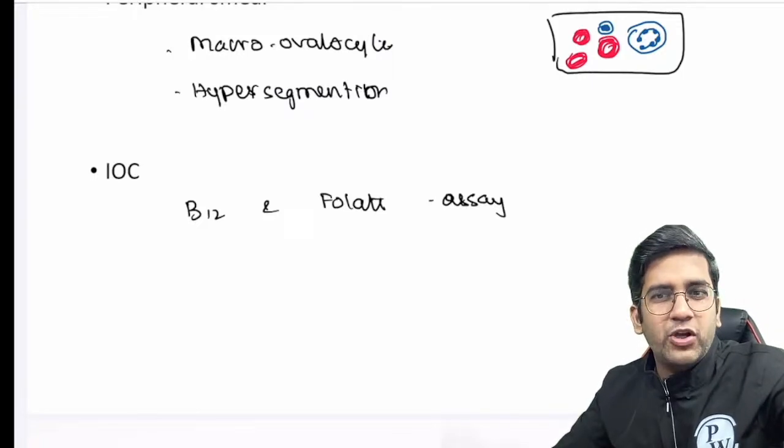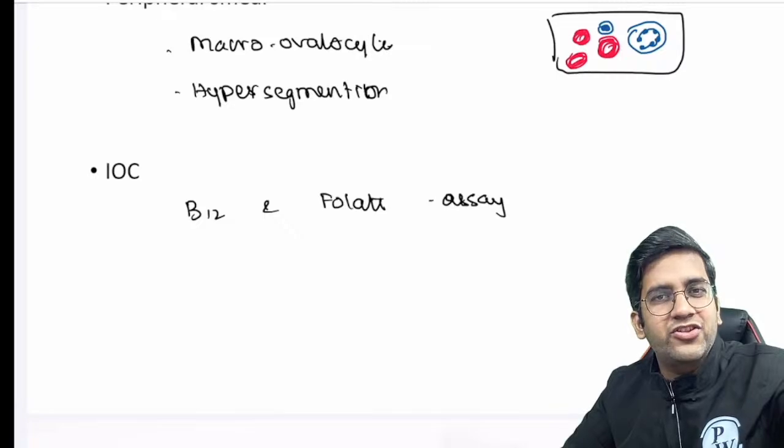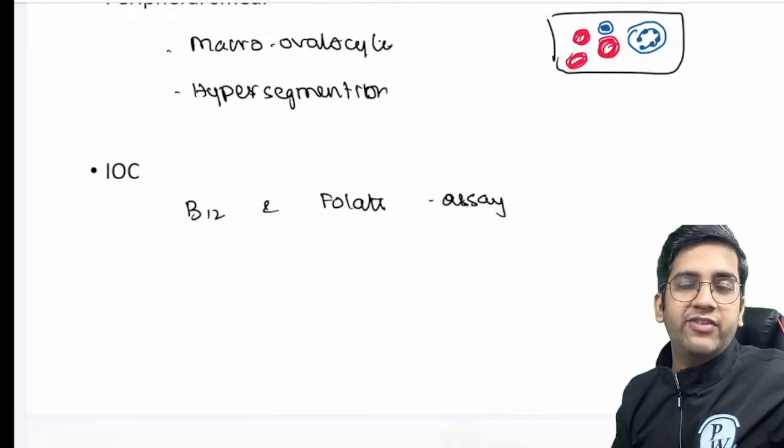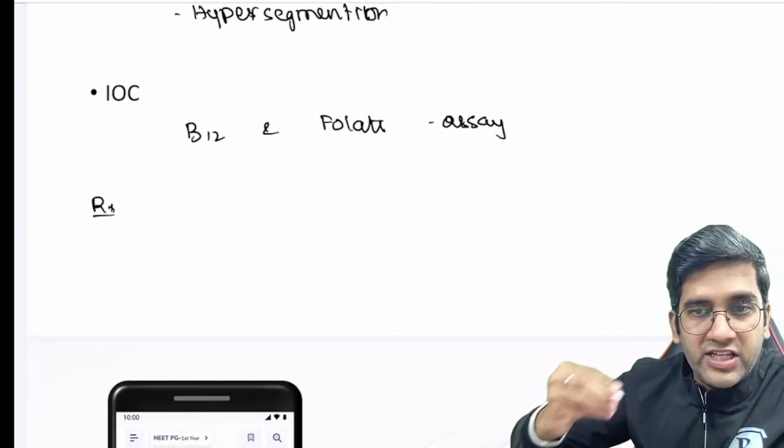Anisocytosis can be seen, but poikilocytosis is not very common in B12 deficiency. Anisocytosis changes shape, sorry, size. It can definitely be seen. Shape change is not a very classical finding of B12 deficiency. Fine. Okay. Treatment, be very specific.